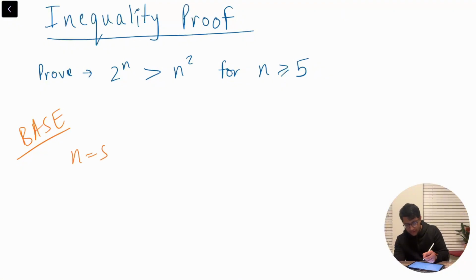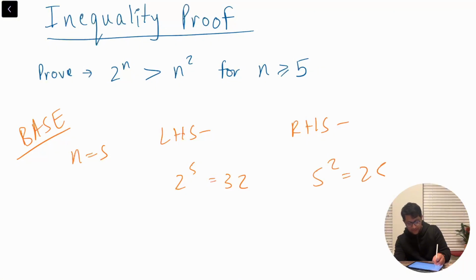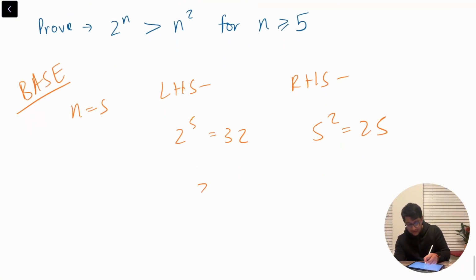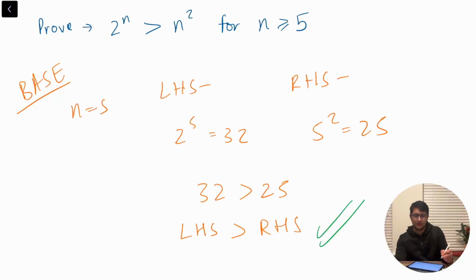When n equals 5, the left-hand side is simply 2^5, which is 32. And the right-hand side is 5 squared, which is 25, right? So as we can see clearly, 32 is greater than 25. So the LHS, or the left-hand side, is bigger than the right-hand side. So the base case works.